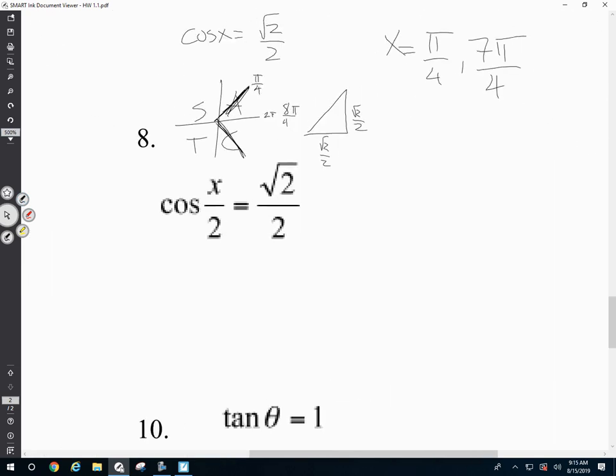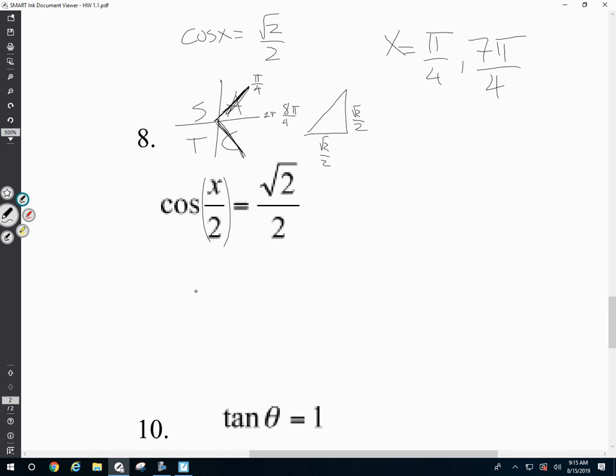All right, now we get into something that's a little bit trickier. What's really important is that you cannot multiply this 2. This x over 2 is tied into the cosine. We'd have to get rid of cosine first before we get rid of 2. Now we cannot do that. So we need an alternate way to solve this problem.